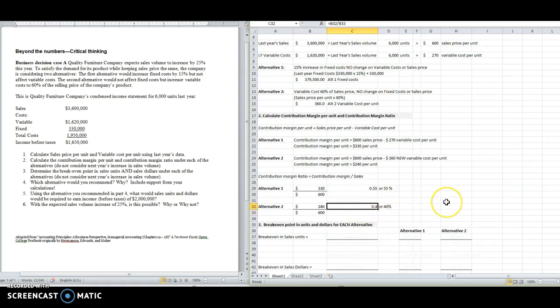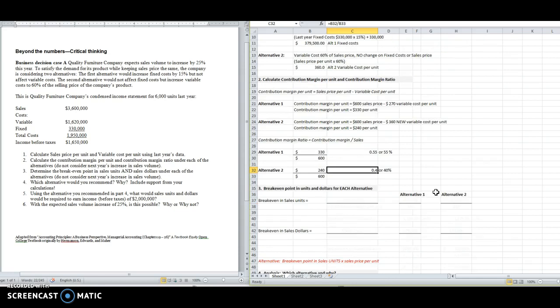That's going to give me a contribution margin ratio of 40%, or 40 cents on every dollar. So for every dollar that I have in sales, 40 cents is left over for fixed costs. We will be using the contribution margin per unit and contribution margin ratio when we calculate our break-even points next.